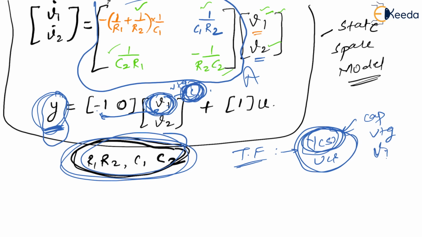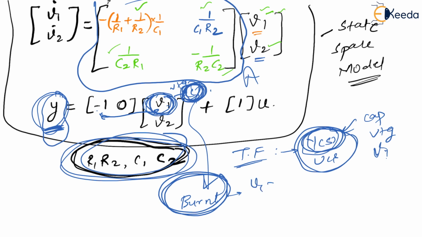Now just imagine, this is what we think of as hidden parameters. See here, if for example this capacitor C1 is burnt, you will be saying, sir, what has happened then? If this capacitor C1 is burnt, then definitely v1 is going to be 0, and if v1 is going to be 0, then this output y is going to be 0.